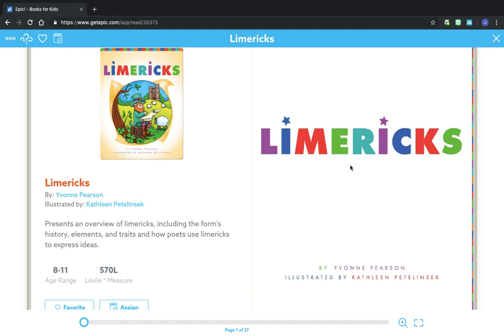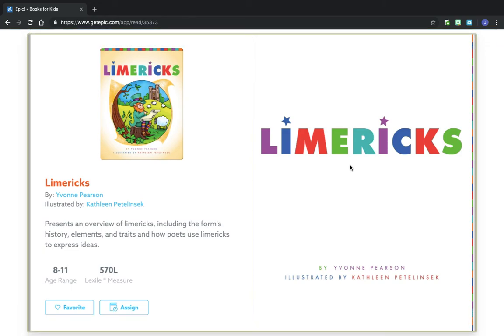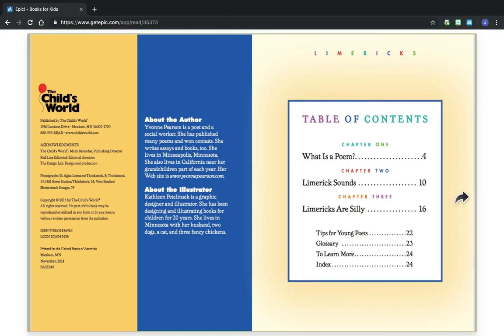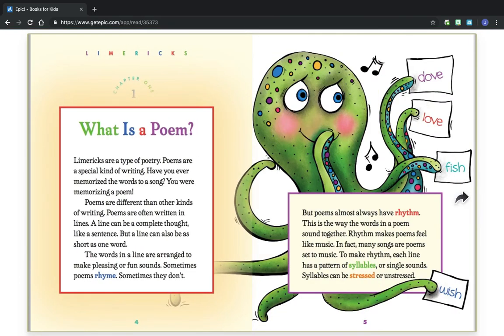This week in reading, we are going to continue with poetry. And today we are going to look at a specific poem, and that is limericks. We're going to go over this book, and it's going to help us identify what a limerick looks like and what it sounds like, and then we'll look at a slideshow that is going to break it down so you guys can create your own limerick, okay?